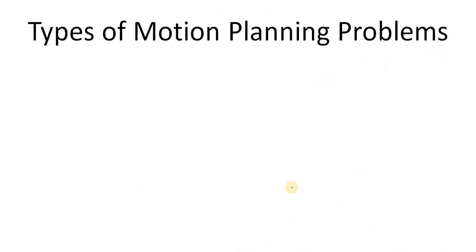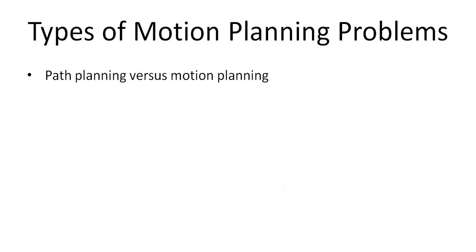Types of motion planning problems. Now we shall see what the different types of motion planning problems are. The first one is path planning versus motion planning. What's the difference? Path planning is a subfield of motion planning. Motion planning is a broad term in which path planning is involved, path following is involved, and also position control or velocity control. But path planning is only concerned with finding a collision-free path.